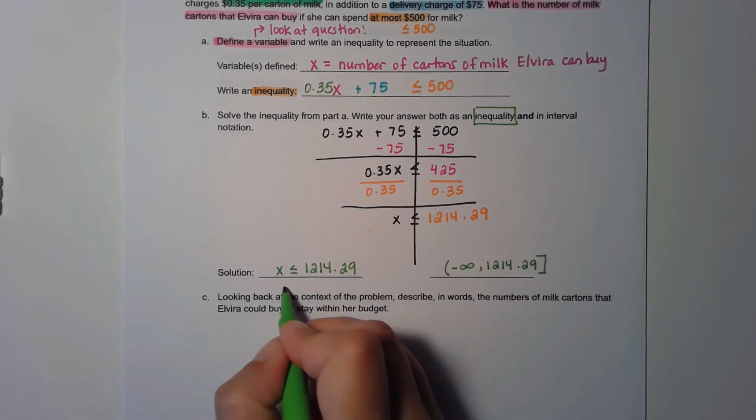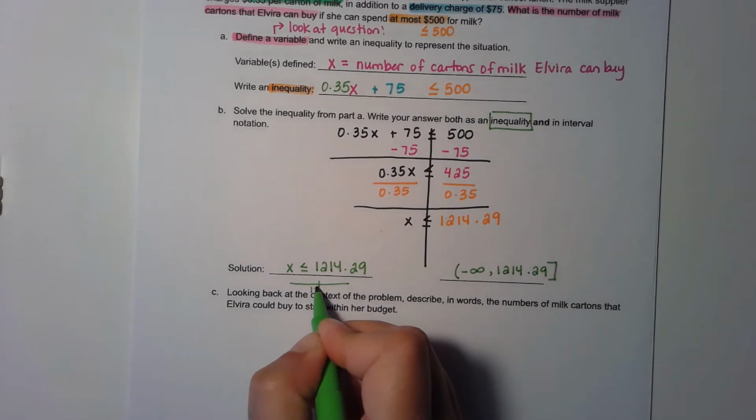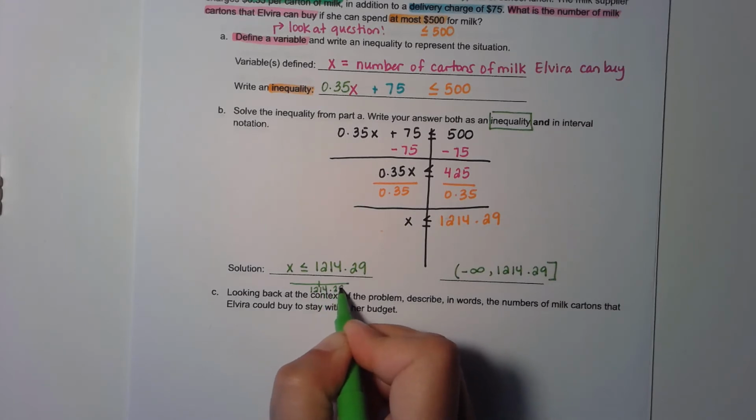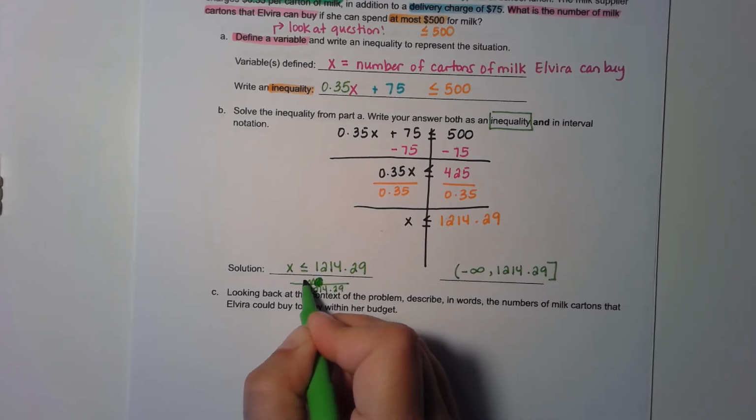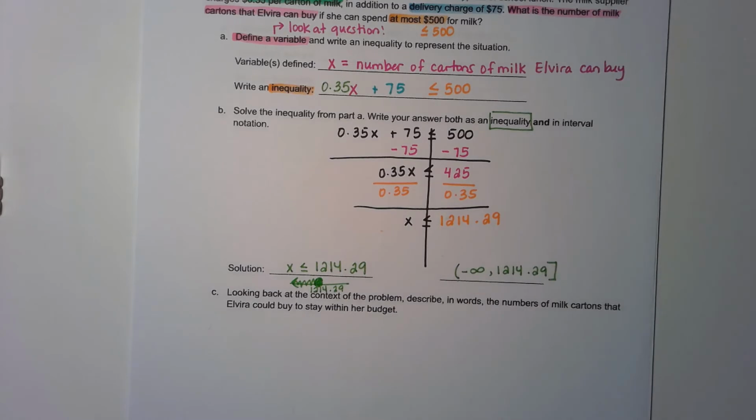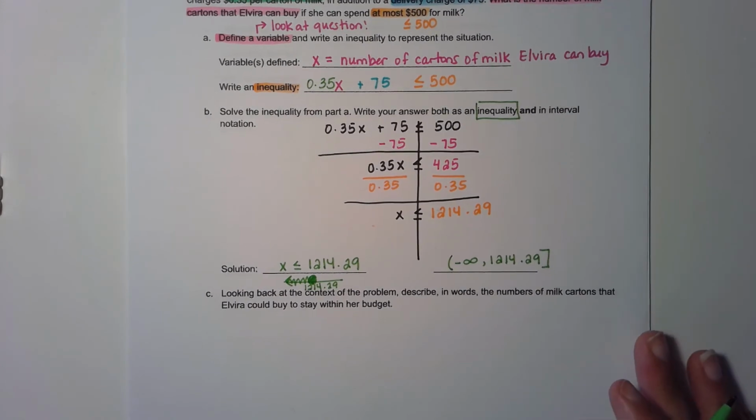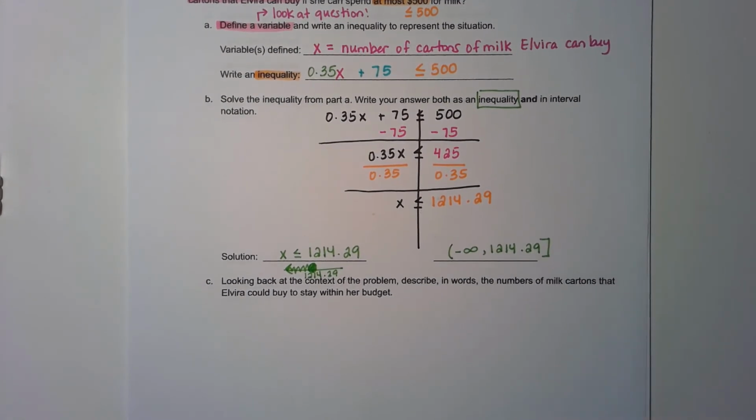If you find it helpful to sketch a little graph in order to visualize your interval, then go ahead and do that. A graph is a great strategy for being able to connect your interval and your inequality notation. Now that is great. We've solved our inequality, but this is a real world problem. So what we're going to do last is look back at the context of the problem, and we're going to describe in words the number of milk cartons that Elvira could buy to stay within her budget.